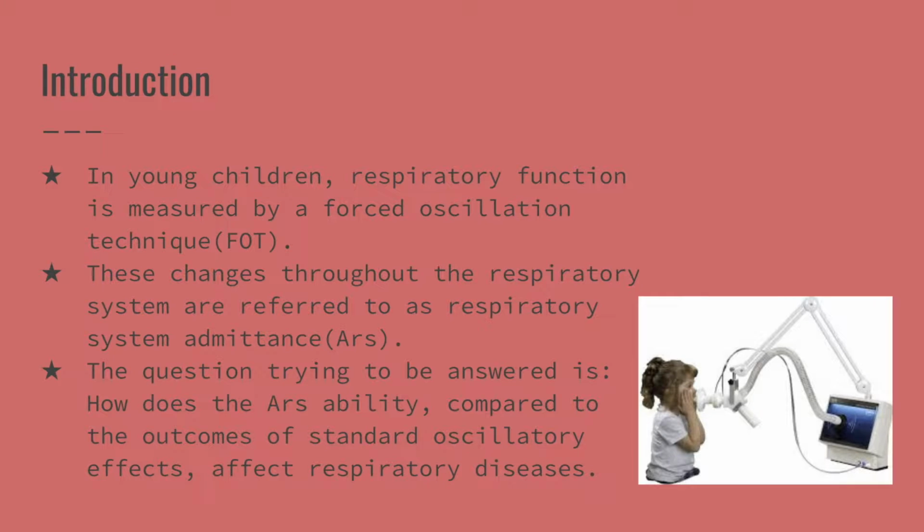In young children, respiratory function is measured by a forced oscillation technique, FOT, which is shown in the picture to the right, and measures respiratory mechanics. These changes throughout the respiratory system are referred to as ARS, respiratory system admittance, and are independent to the shunt of the upper airway. To study this, the question of how the ARS stability to the outcomes of standard oscillatory effects respiratory disease was posed.